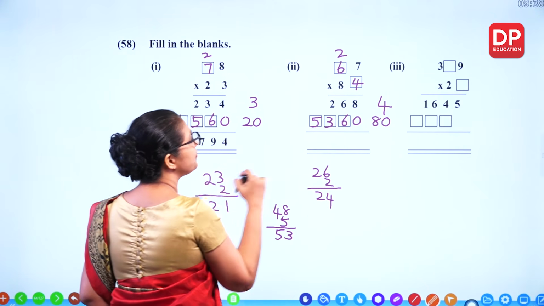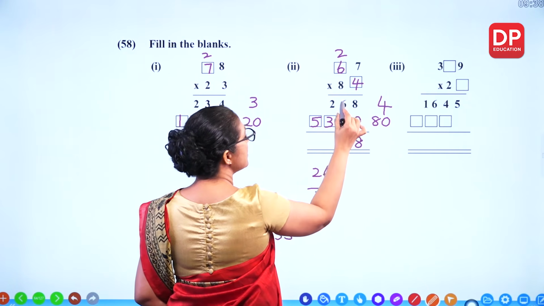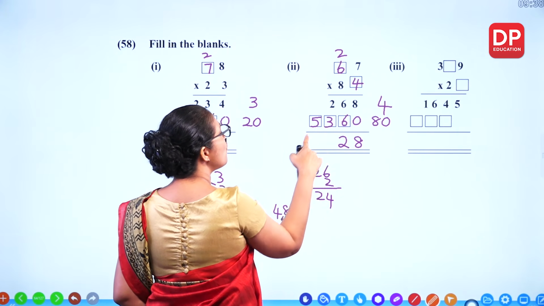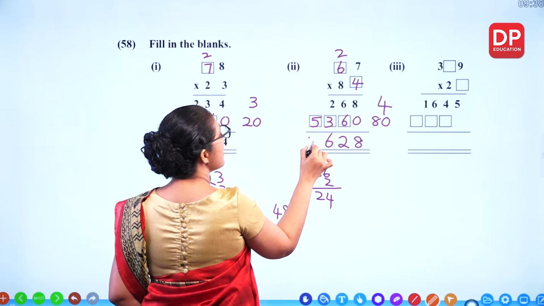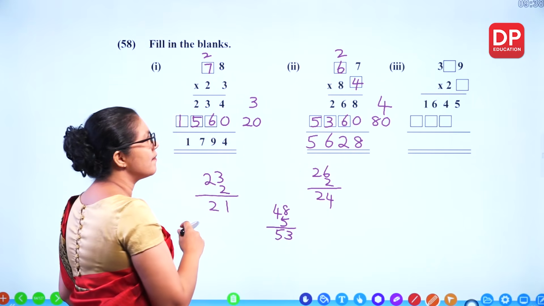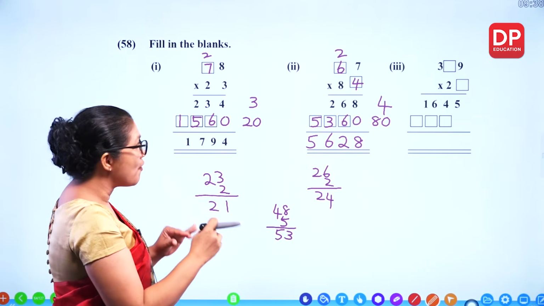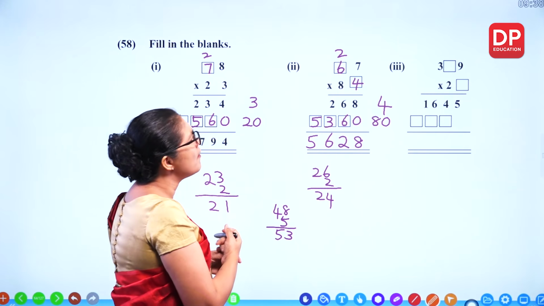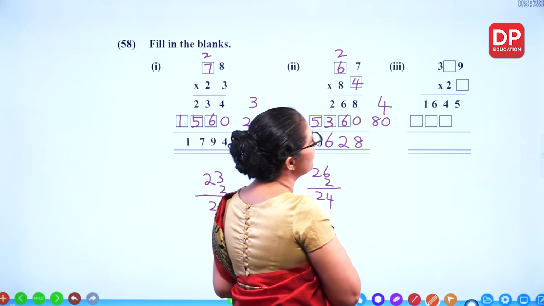Now add it. 8, 6 and 6, 12. 1 remaining. 3 plus 2, 5 plus 1, 6 and here 5. So it is not easy. You have to figure out one value, and after you get that one value, it's easy.